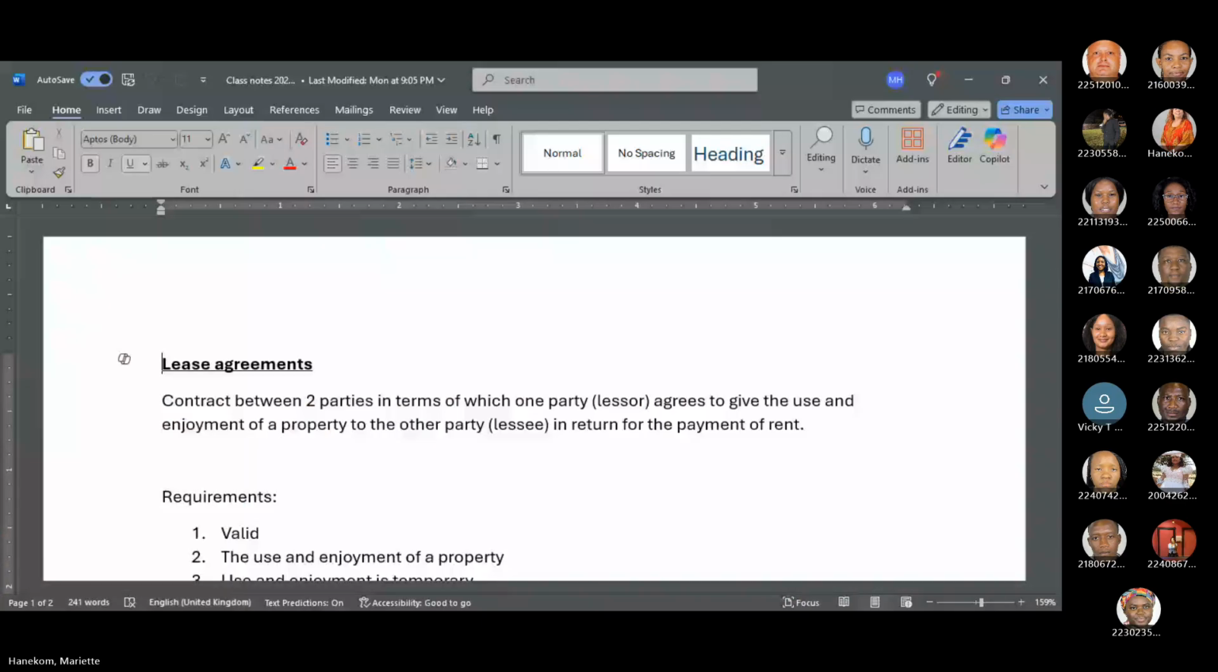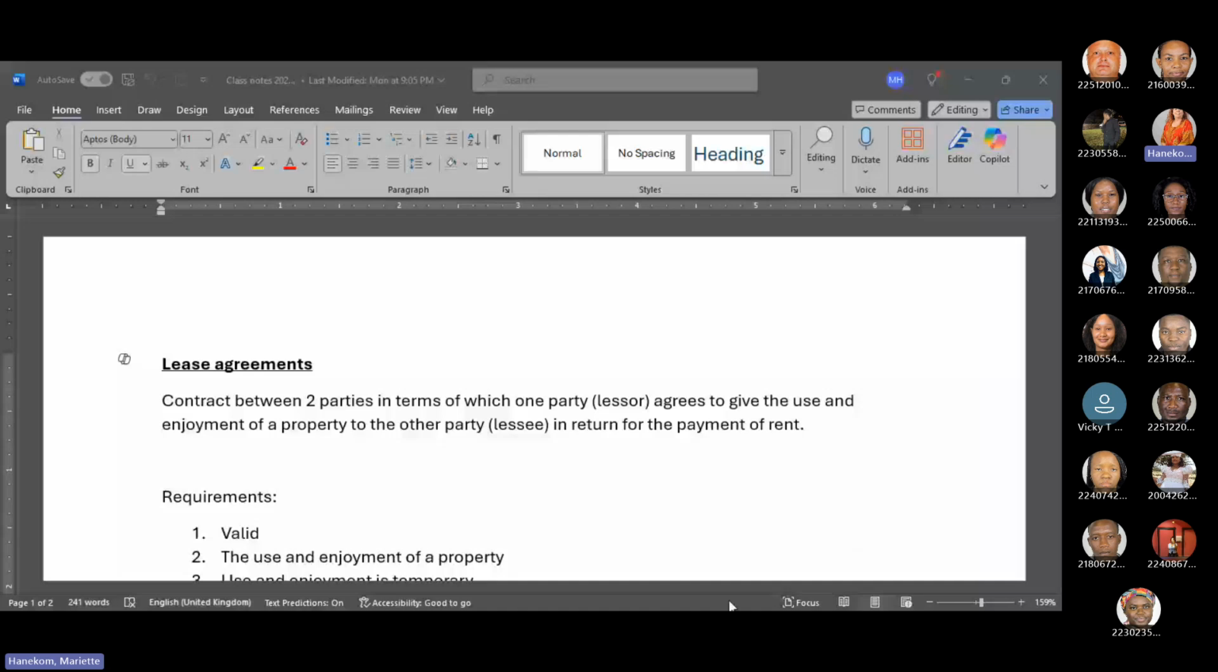Let me share my screen. Just give me a thumbs up if you can see the page that I shared. Thank you, Benjamin. Okay, so looking at lease agreements. Sorry, please do bear with me. I've got a bit of a bad cough.